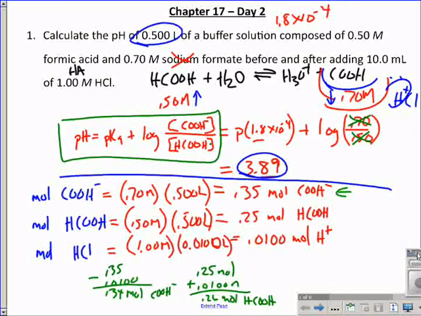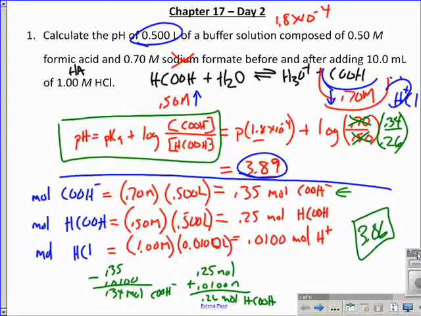So I'm going to take the shortcut here, and I'm just going to put on top my 0.34 and on bottom my 0.26. And I then do the math with that. I'm going to take the log of that and add that to the pKa of 1.8 times 10 to the negative fourth. And now when I plug that in, I get 3.86 to 2 sig figs.